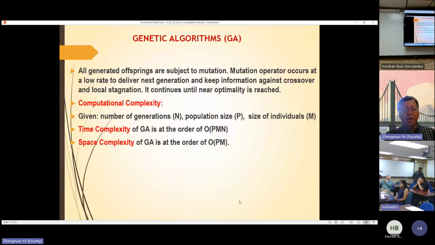Additionally, all the generated upstreams are subject to mutation. The mutation operator occurs at a low rate to deliver the next generation and also keep the information against the crossover and the local stagnation. And it will continue until near optimality is reached. Regarding the computational complexity, given the number of generations n, population size p, and the size of individual m, the time complexity is at order of big O PMN. The space complexity is at order of big O PM.